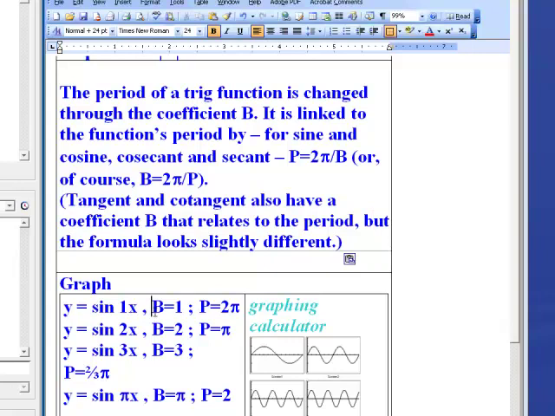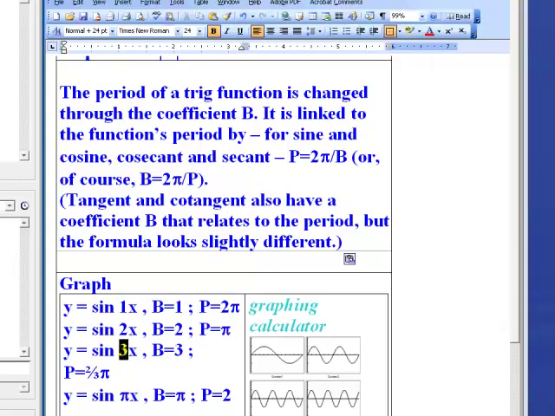So let's do that. It says here, graph the following. y equals sine 1x, b equals 1, and therefore we have a period of 2 pi. Sine 2x, therefore b equals 2. Remember earlier I said y equals a times sine bx, so the b is 2 here. And when you divide the 2 into 2 pi, 2 pi divided by 2 comes out with pi. That's why it says period equals pi here.